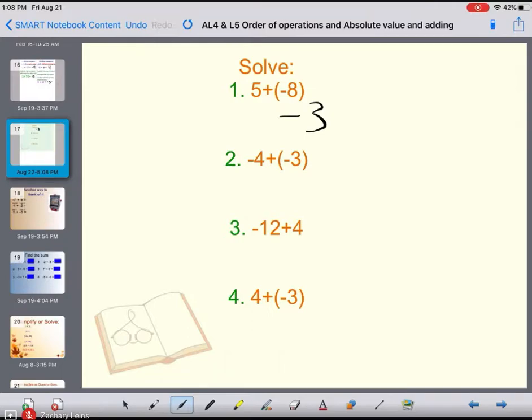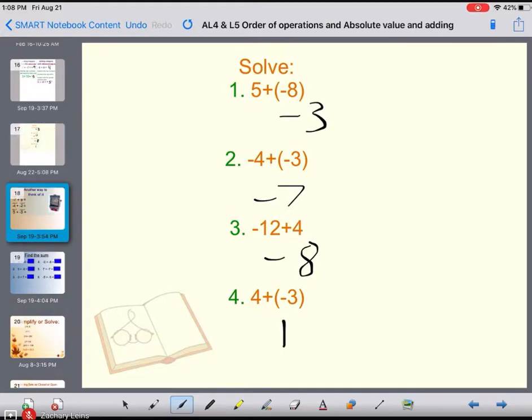Negative 4 plus negative 3, add them together. They're the same sign, so we get 7, keep the sign, negative 7. Negative 12 plus 4, so I'm going to do 12 minus 4 is 8, but the bigger one has a negative, so therefore it is going to be negative 8. And then here, 4 plus negative 3, I'm just going to do 4 minus 3. Positive has the bigger one, so it's just going to be 1.